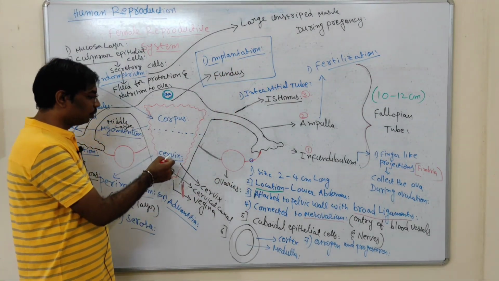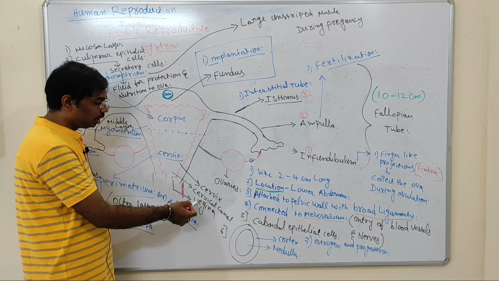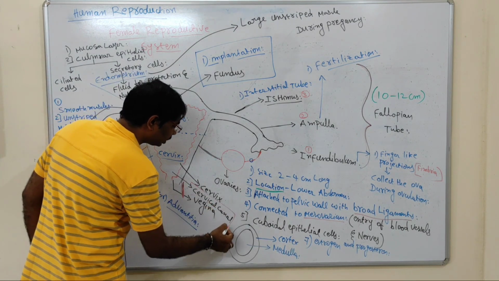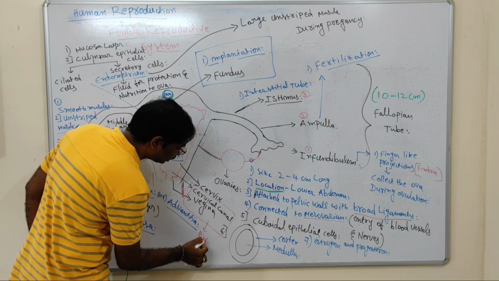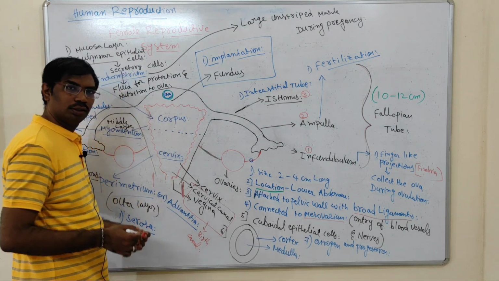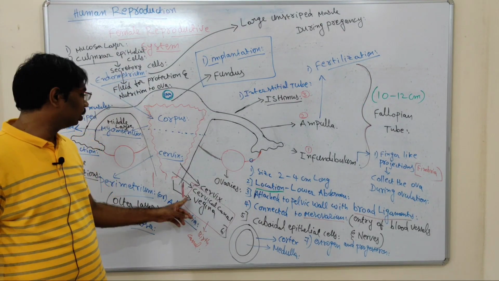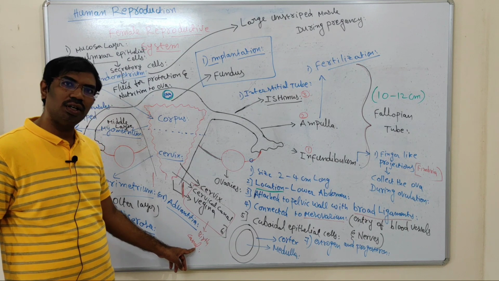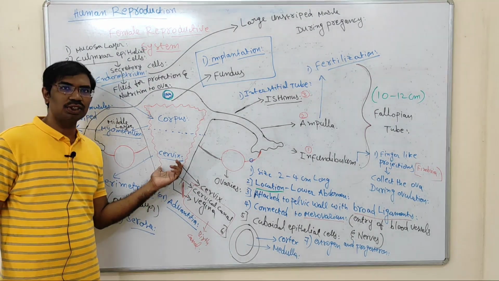The cervix opens into the cervical canal, which is the narrowest part, and the cervical canal opens into the vagina. These two regions, the cervical canal plus the vagina, together are called the birth canal. What is the birth canal? Cervical canal plus vagina together is called the birth canal. So this is about the different parts of the uterus.